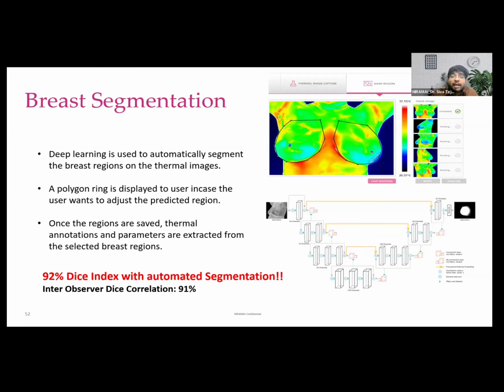So what we have done was we tried to propose a new loss function that could take care of this. And then we trained an encoder-decoder architecture to automatically identify the breast tissue given any view. So that has given us around 91 to 92% dice index, which is as close as to the human concordance itself.